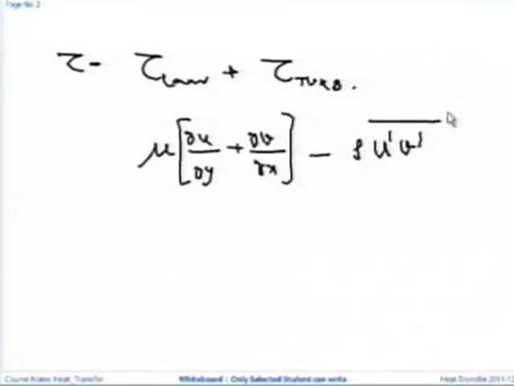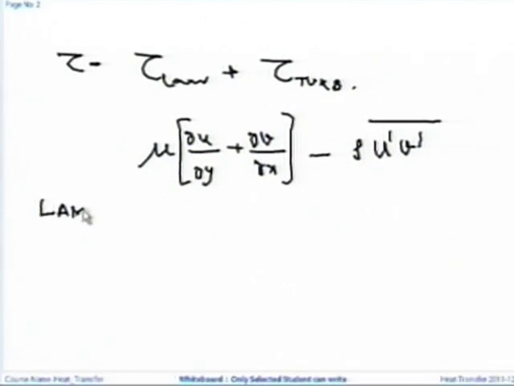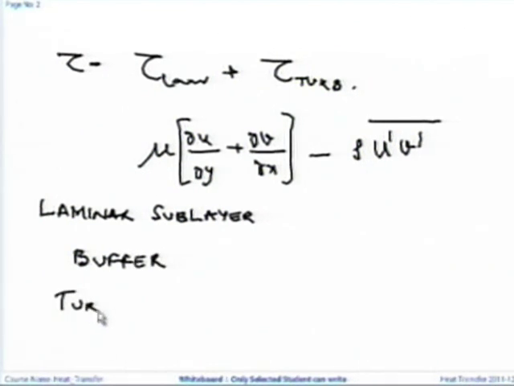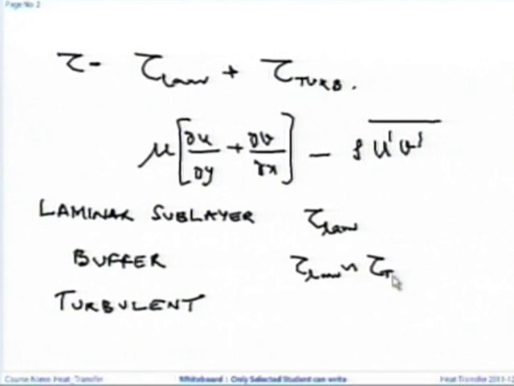Is that okay? So, now if you recollect, in the turbulent boundary layer, we had said how many regions are there? Three regions. What are those? We have laminar sublayer, and we have buffer layer, and we have turbulent boundary layer. And we said that in the laminar sublayer, it is going to be laminar shear stress. And in the buffer layer, laminar shear stress will be of the same order as turbulent shear stress. And in the turbulent layer, it will be the turbulent shear stress.